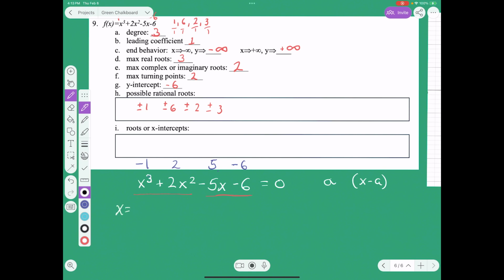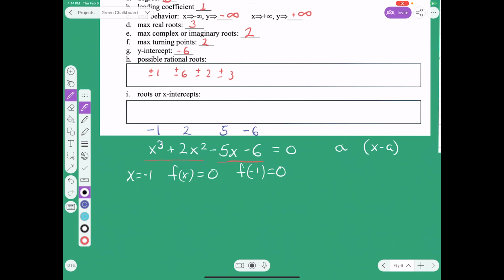X equals -1 yields f of x equals 0. So we can say f of -1 equals 0. That's one of our roots. Okay, so now that we know that, we can say x plus 1 is going to be one of my factors. So let's do some division.